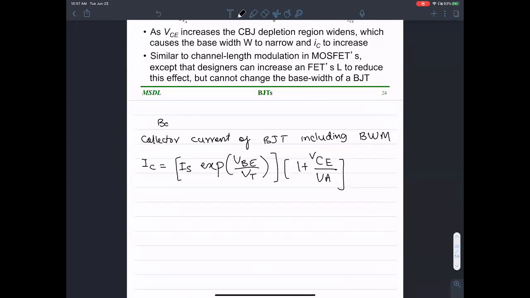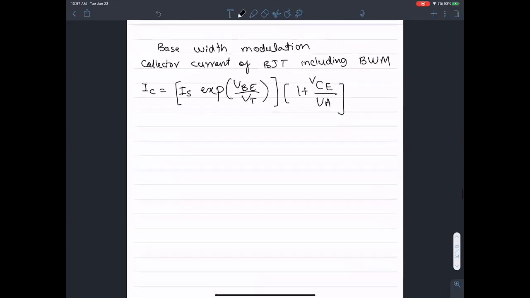Base width modulation. I'm going to draw out the BJT transistor over here. There's the collector, there's the base, there's the emitter, and its dual cousin, the drain, gate, source MOSFET. MOSFET has a channel length modulation.